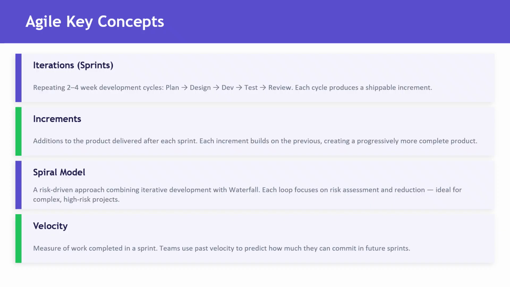Fourth is the spiral model. The spiral model is a hybrid approach. It combines iterative development with risk analysis. So each cycle focuses on identifying and reducing risk. It is mainly used in complex and high risk projects. So overall, Agile focuses on small iterations, continuous delivery, better planning using velocity, and risk handling through iterative models.